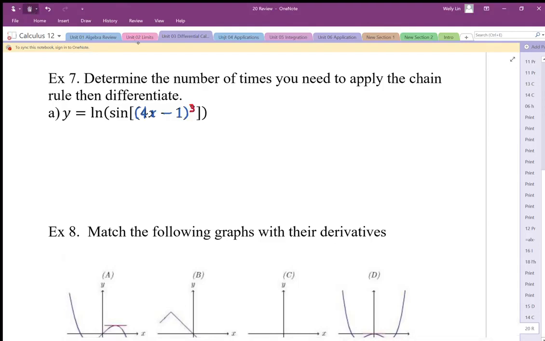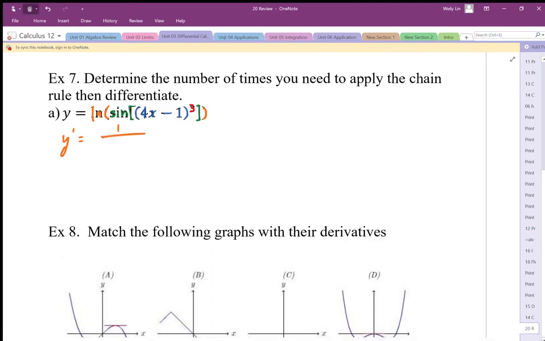That's embedded inside a cube function. The cube function is embedded inside a sine function. And the sine function is embedded inside the log function. So we have 1, 2, 3, 4 functions that are embedded inside each other. So when I differentiate from outside in, I'm going to differentiate the log first.